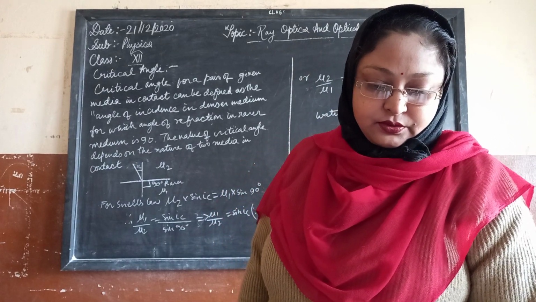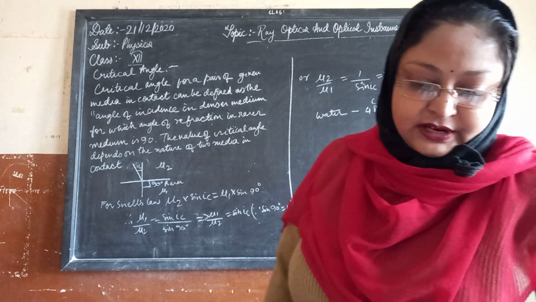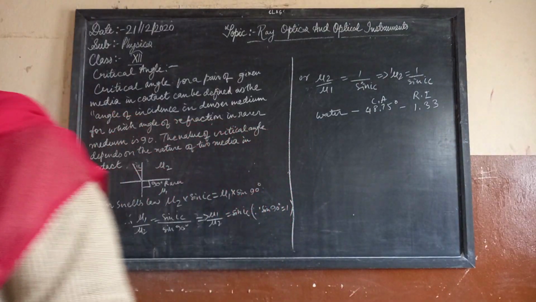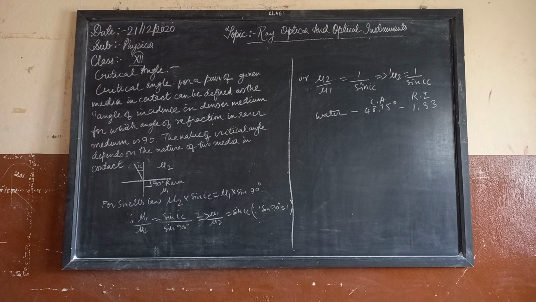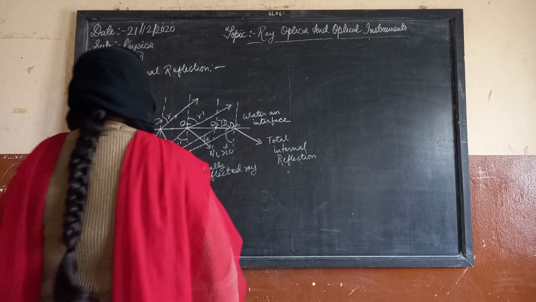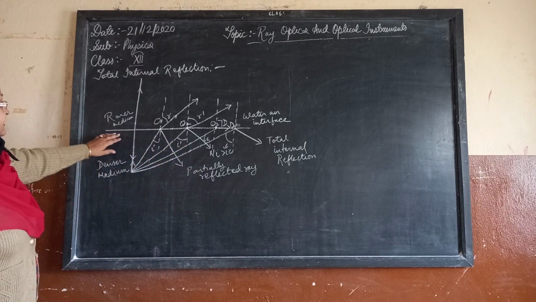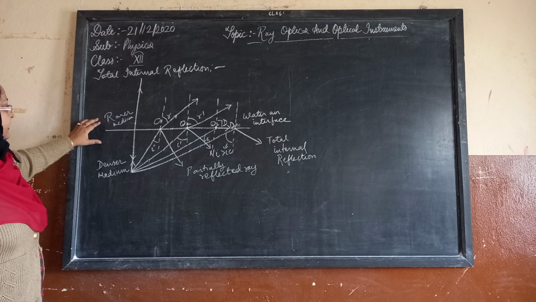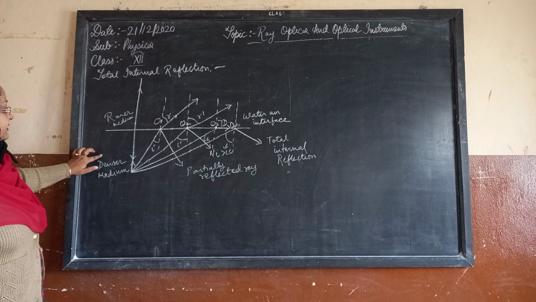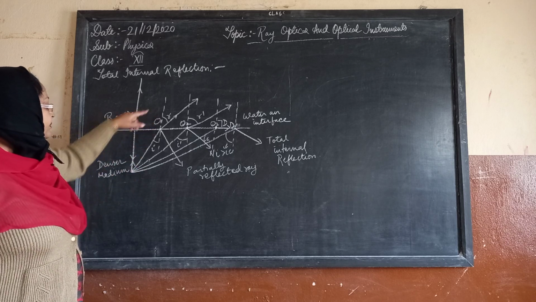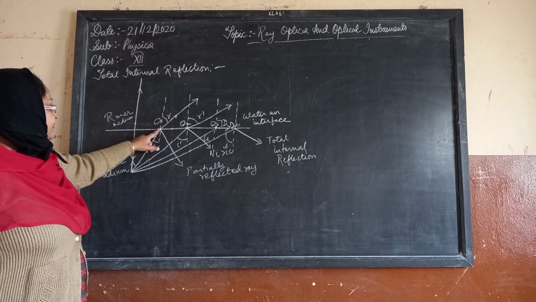Now we will go for total internal reflection. I will tell you what total internal reflection is. Now students, let us see what happens in total internal reflection. This is a diagram which I have drawn for you. This one is the rarer medium and this one is the denser medium. What happens to the light rays entering from the denser to the rarer medium? This is the light ray entering.